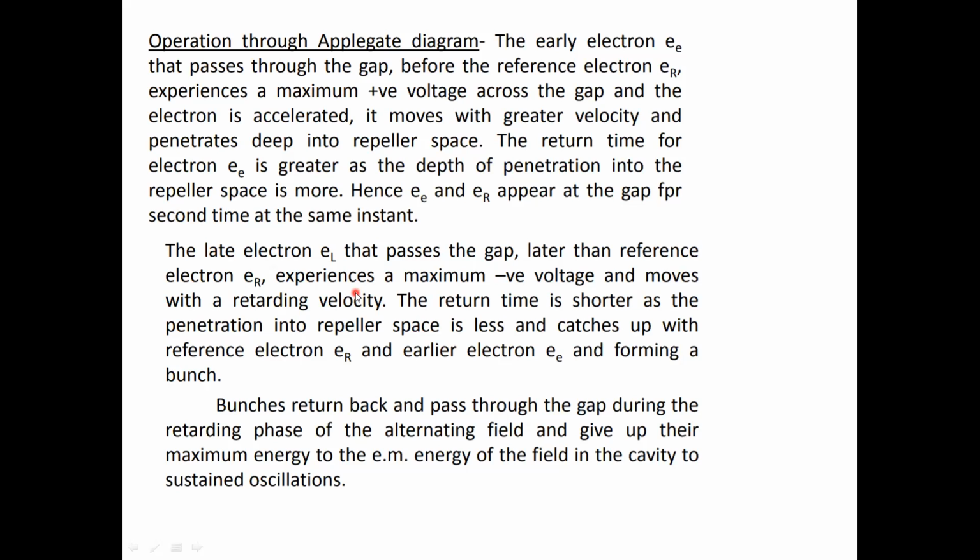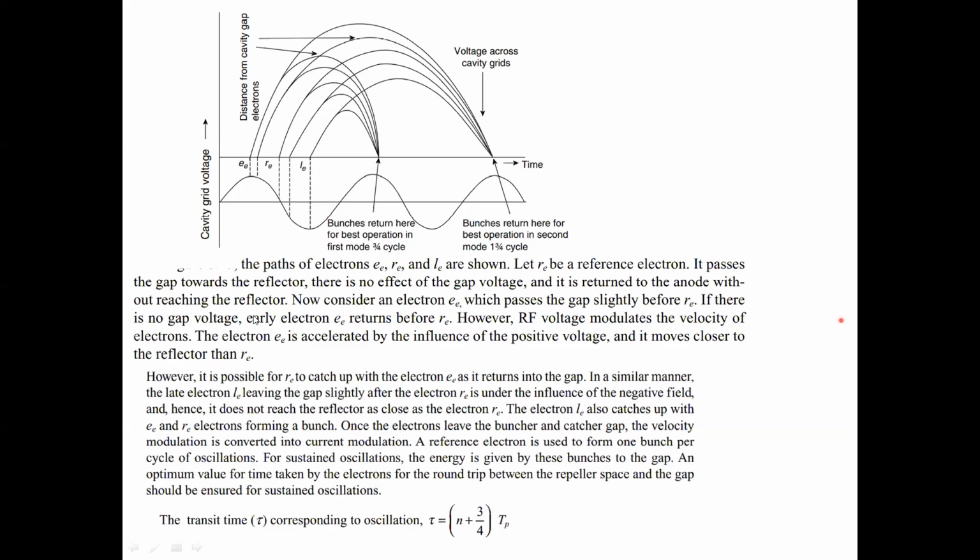The alternating field will be able to provide the maximum electromagnetic energy in the particular field, and this cavity is able to give the oscillations. So I think everybody understands the bunching process, bunching mechanism, and velocity modulation with respect to the Applegate diagram. Clear? I think everybody understands up to now. In this slide, I mentioned some literature which is useful for this Applegate diagram.